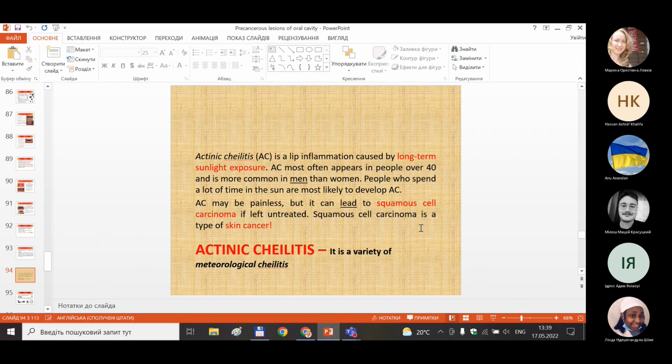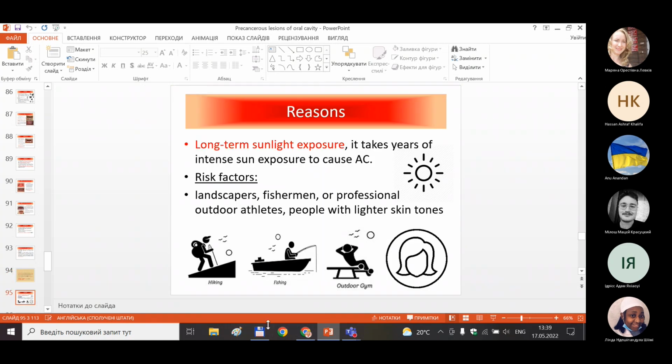Squamous cell carcinoma, once again, I'm reminded, is skin cancer. Reasons for actinic cheilitis: long-term sunlight exposure. It takes years of intense sun exposure to cause actinic cheilitis. Risk factors: landscapers, fishermen, professional outdoor athletes, people with light skin tones.